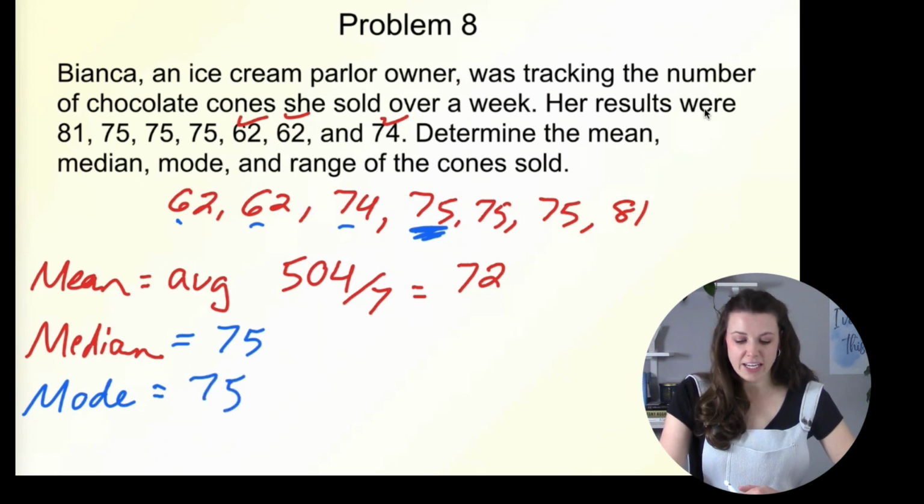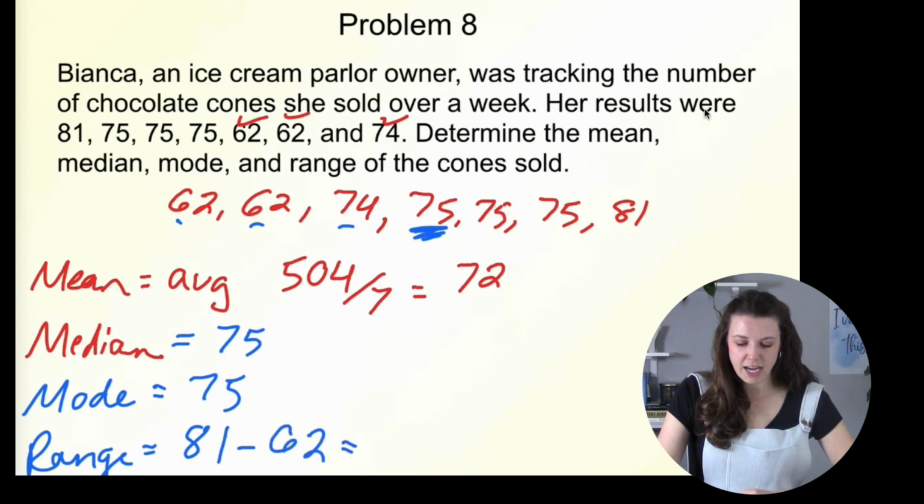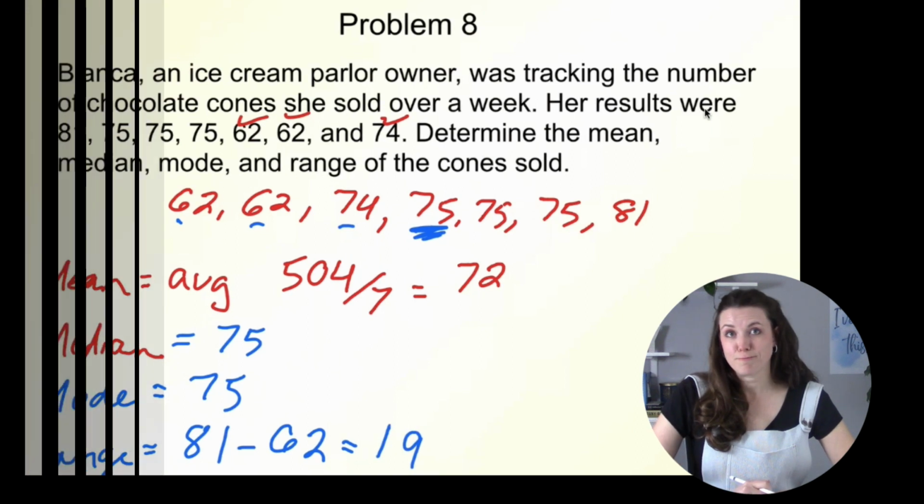Now to get the range, I'm going to take the biggest number. Again, it's really handy I have these in order. The biggest number, which is the 81, minus the smallest number, which is 62. And I get 19 for my range.